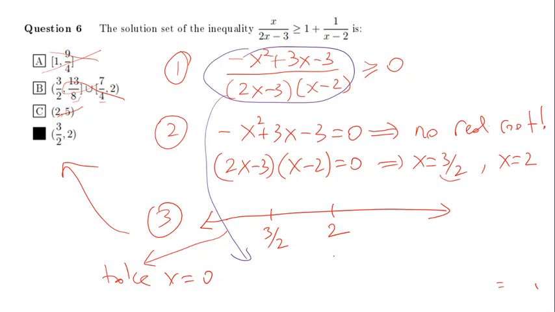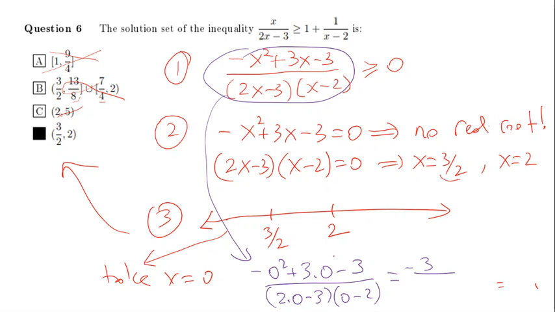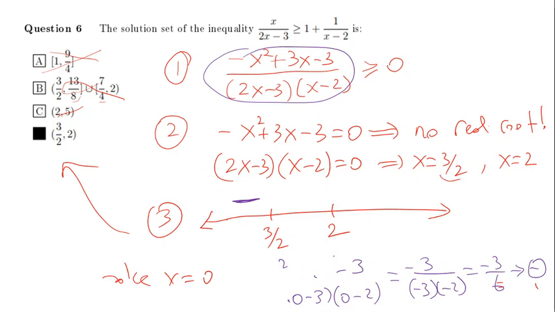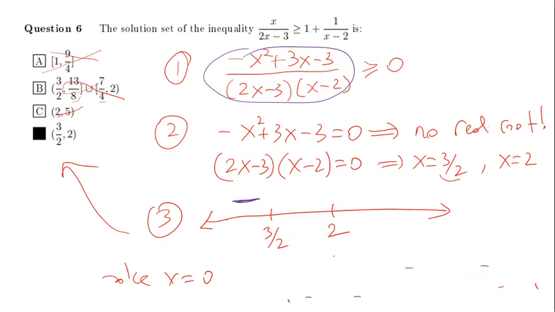So you will get minus 0 squared plus 3 times 0 minus 3, divided by 2 times 0 minus 3, and then 0 minus 2. And this will become negative 3 over negative 3 times negative 2, which makes negative 3 over 6. This gives a negative value, so it has to be negative here. And it's asking which part?